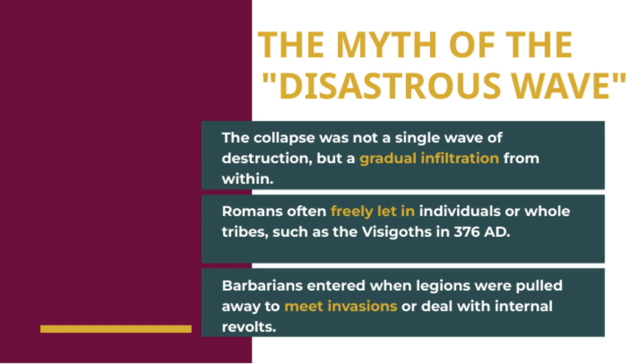And there's a common myth that it was just one disastrous wave that brought everything down. But that's an oversimplification. The reality is much more complex, involving layers of internal and external pressures building up gradually. Understanding this helps us see the fall of Rome not as a sudden catastrophe, but as a long, unfolding process shaped by strategic decisions and systemic vulnerabilities.